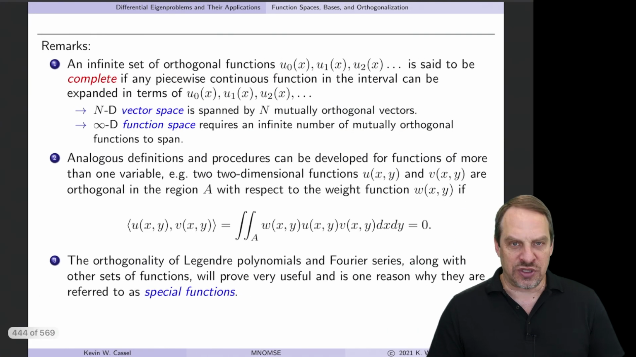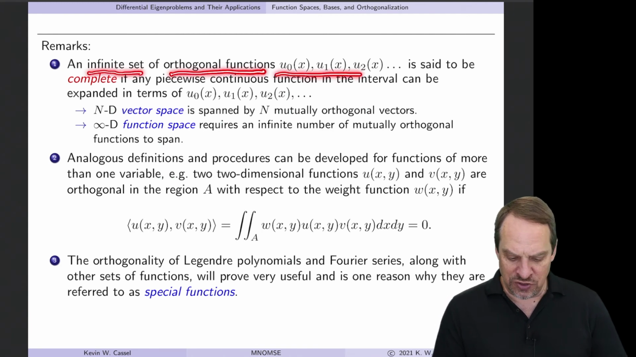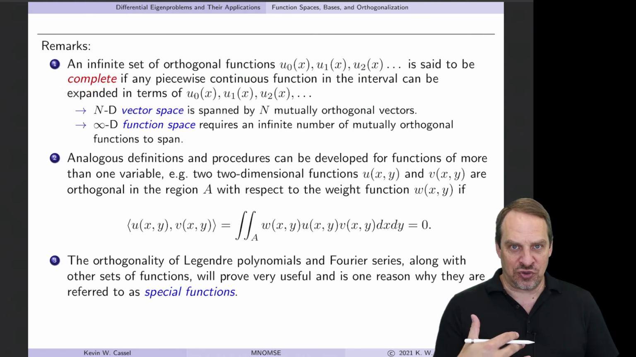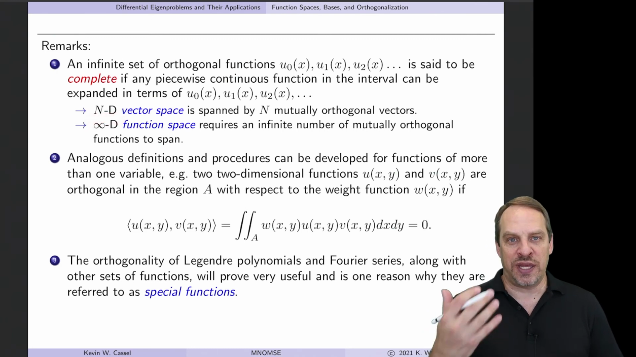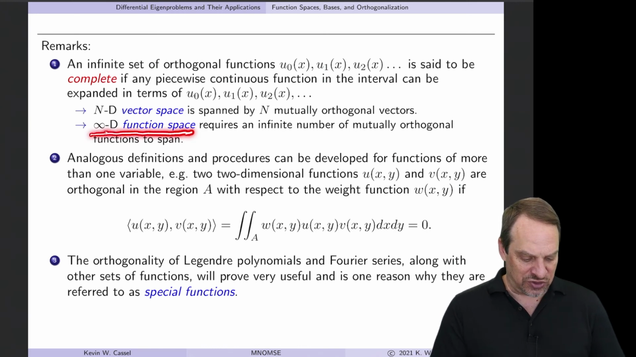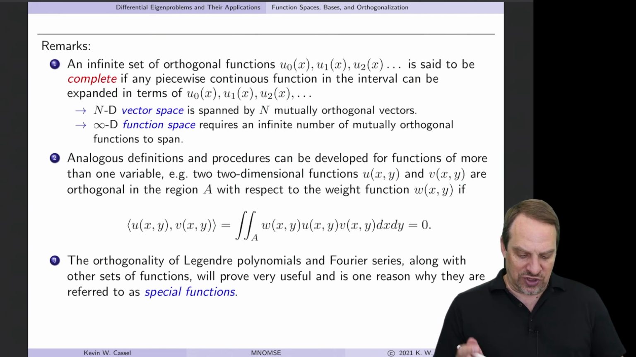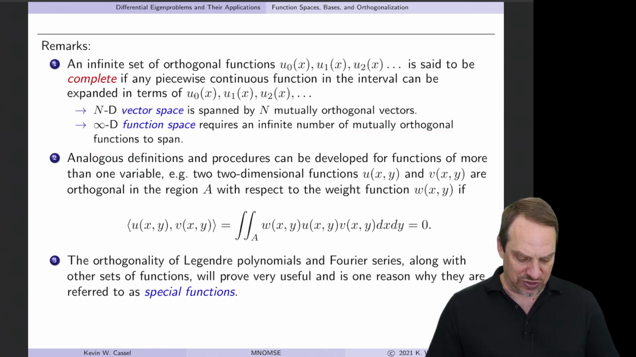Okay, so let's make some remarks to close out this section. So we have an infinite set of orthogonal functions, u0 through u infinity. We say that that set is complete if what we've been saying is true. In other words, if I really can take any piecewise continuous function and write it as a linear combination of those. Now in the vector context, we would need a capital N dimensional vector space in order to do that. Now we need an infinite dimensional function space. It's always infinite dimensional in the context of these functions. And so therefore I need an infinity of mutually orthogonal functions in order to span that infinite dimensional space.